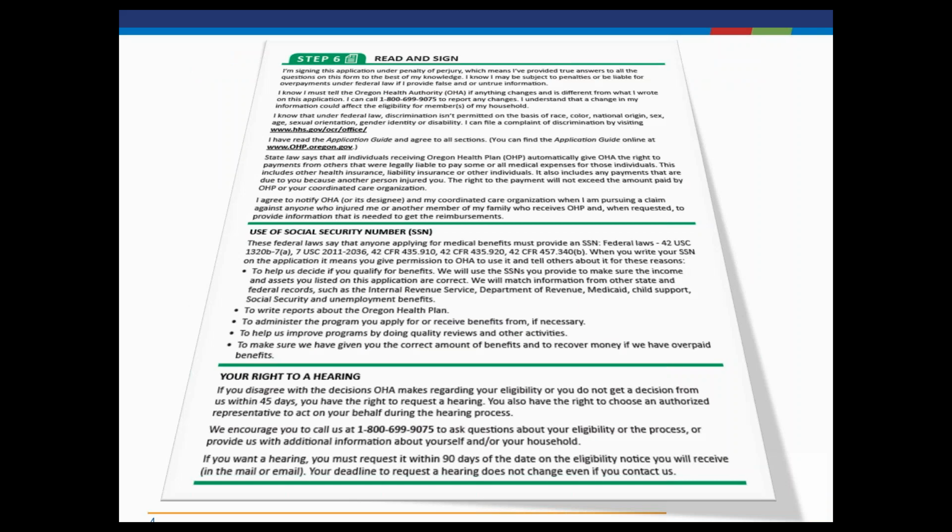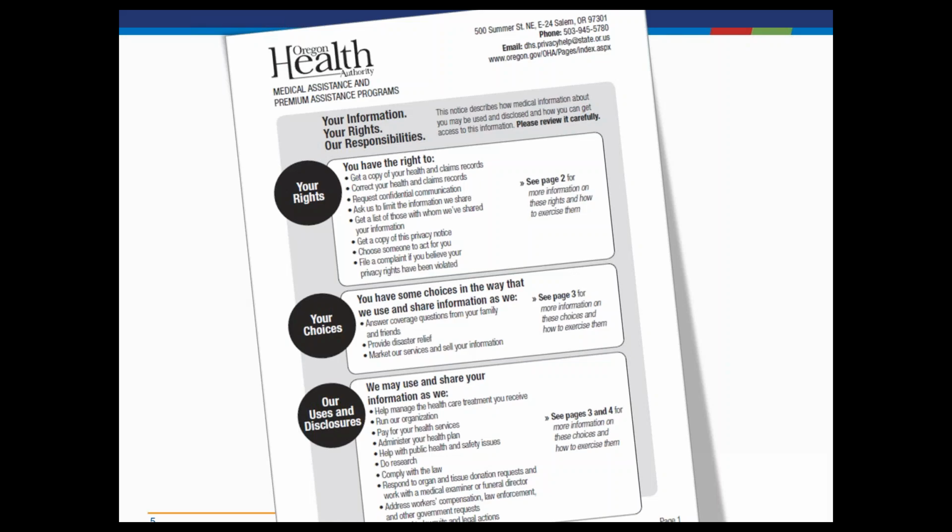So here's an example of what that Step 6 page looks like in the paper application. You can see some of those rights and some of those responsibilities right here. And then here's a page from the application guide talking about people's rights, their choices, and how we use and disclose their information.